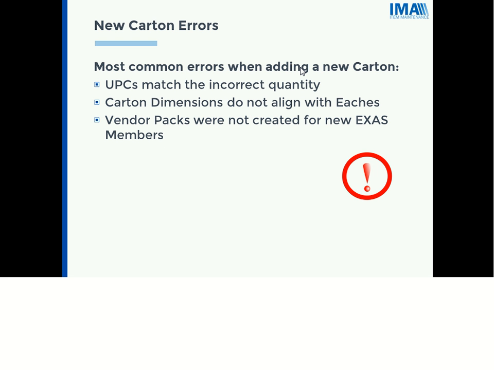Another common error is that vendor packs were not created for new exploding assortment members. So that really only pertains if you're creating the new cartons manually. If you're syncing over new cartons, that new vendor pack is going to automatically sync over with those new cartons.